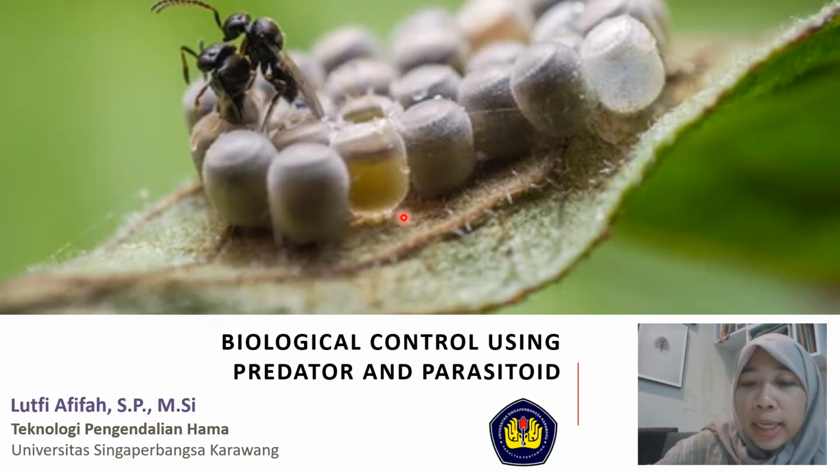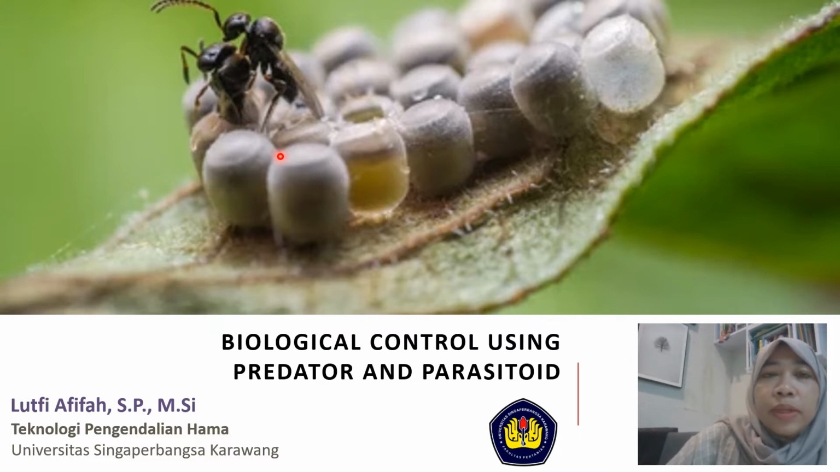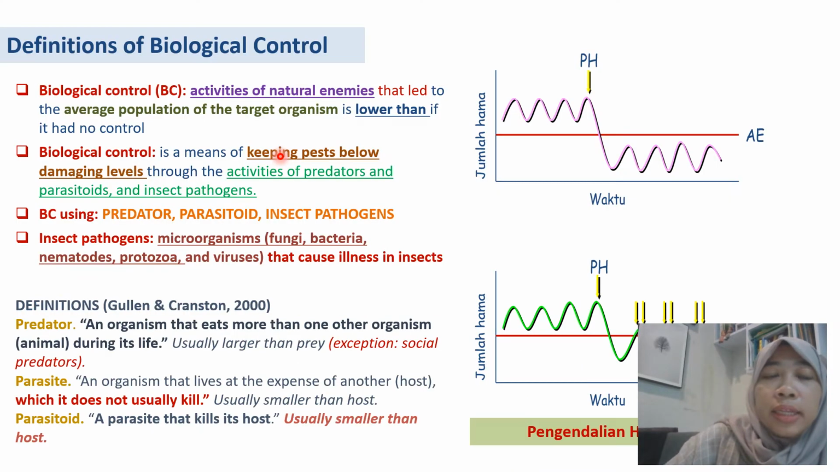So in today's lecture, we will study more about how to optimize the biological agents using predator and parasitoid. As you see in the pictures, what is the picture? This is the egg of the hemipteran insect, telur dari hemiptera ya. Egg of hemipteran insect, which is pest, and this is parasitoid. The parasitoid has emerged from the egg of the pest. So this is the parasitoid. We will study more about this biological agent in the next slide.